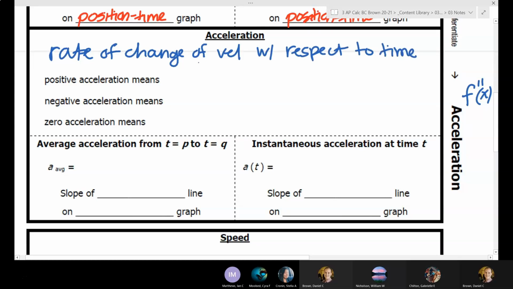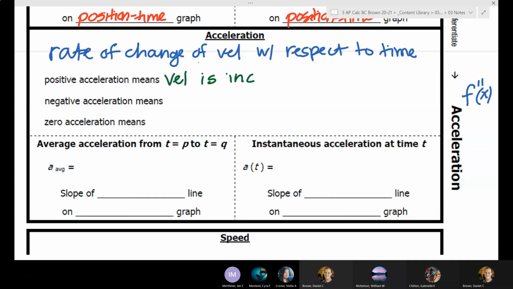Similar to velocity, the acceleration can be positive, negative, or zero. Again, this is like the second derivative, which we know can be positive, negative, and zero. If we have a positive acceleration, that means the velocity is increasing, which should make sense if you convert this to function notation. If the second derivative is positive, it means the first derivative is increasing. So we have those connections there.